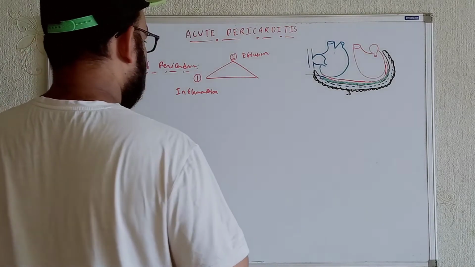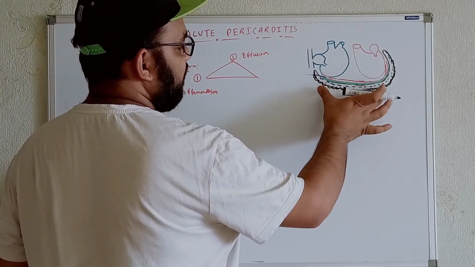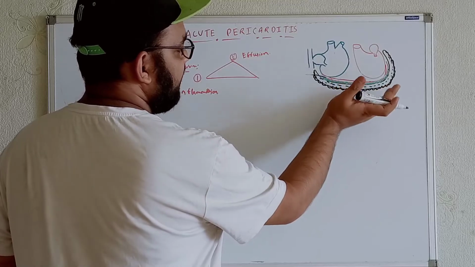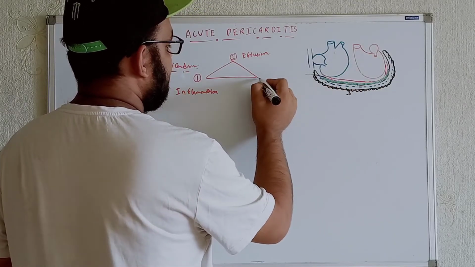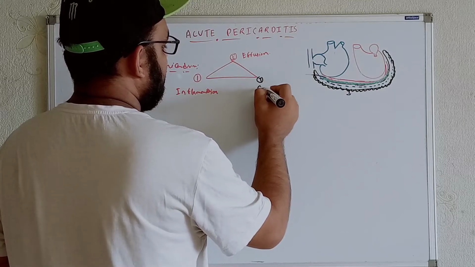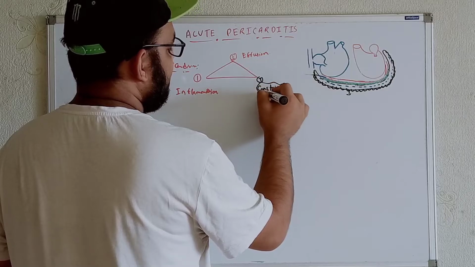We can also get constrictive pericarditis. When the pericardial layers become fibrotic in nature, at that time it will apply pressure on the heart. This type of thing is known as constrictive pericarditis. You can write constriction over here. As a result, we will get the development of constrictive pericarditis.